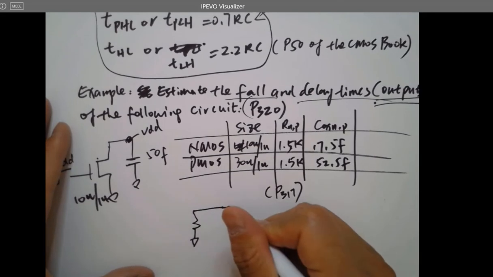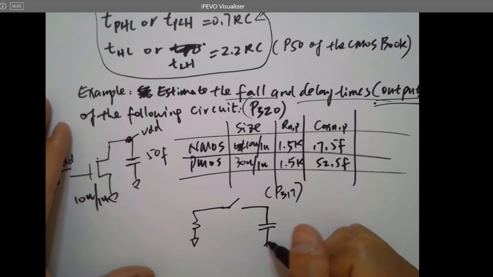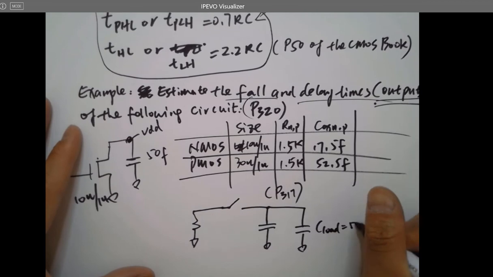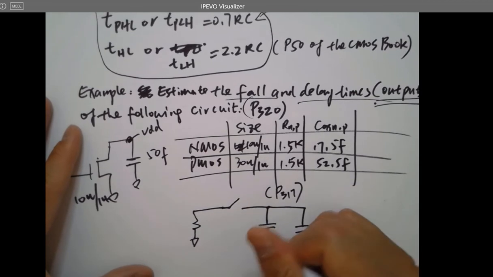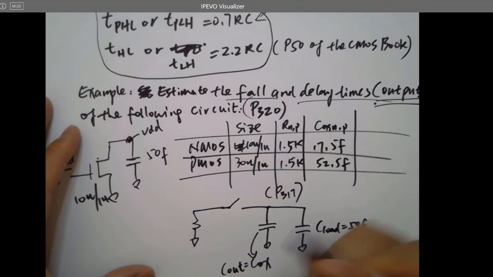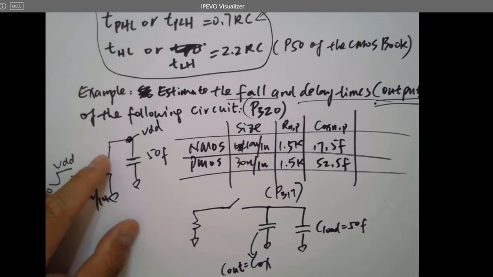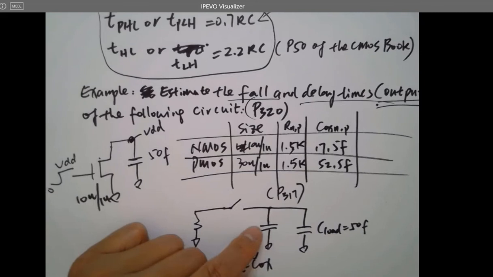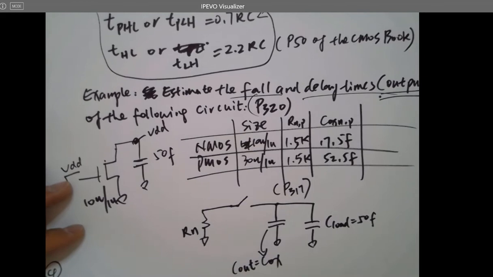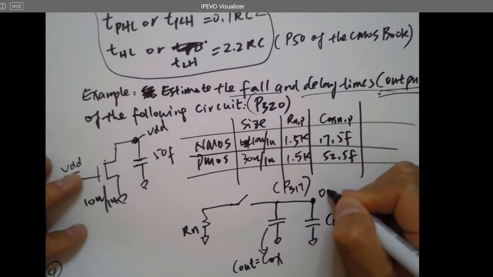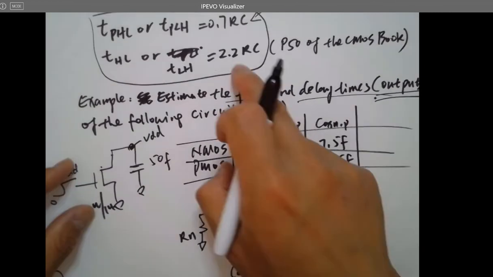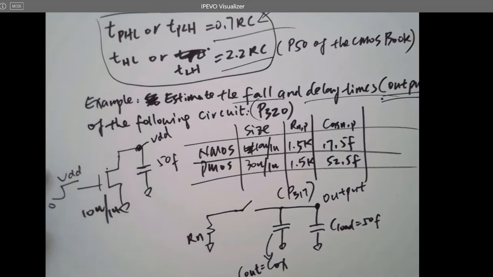So there will be Rn and a switch to control the on and off of the circuit. And here's the C load, which is 50 femto. And this is Cox. Why is this Cox? Because this is C out, right? C out is just getting a Miller capacitor over here, which is Cox. This is Rn. Okay, so that's the entire RC circuit, and here's the output node. And I just use this to find all the delay times.